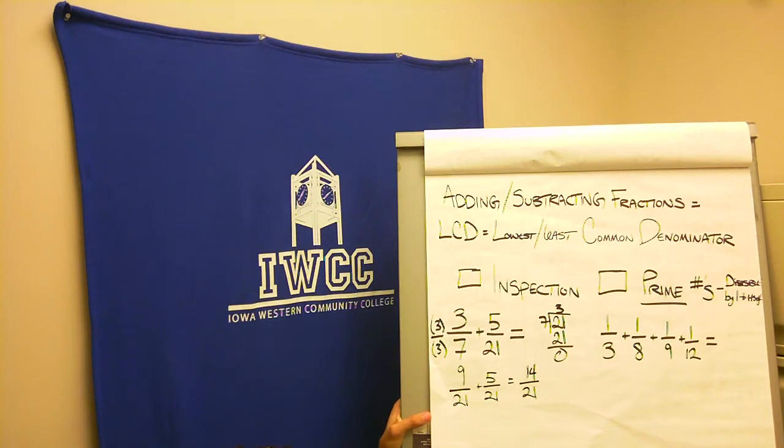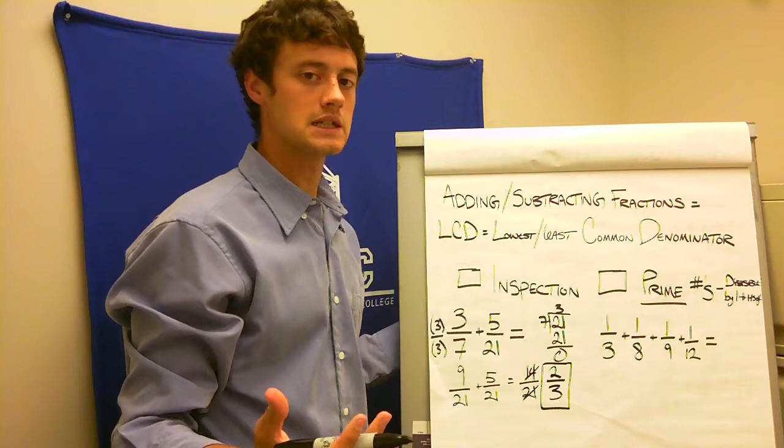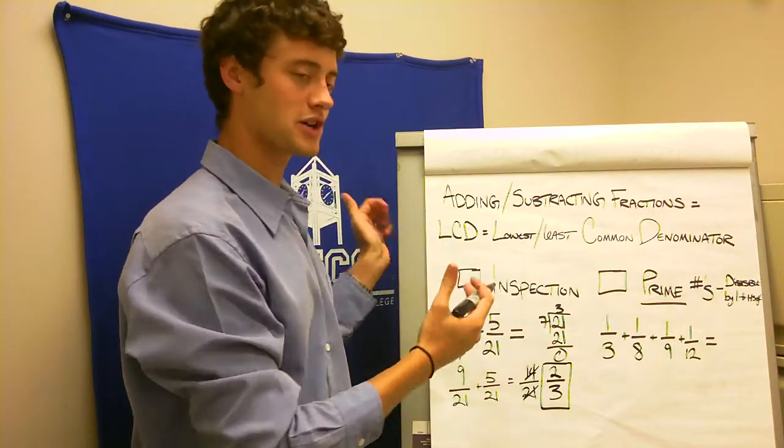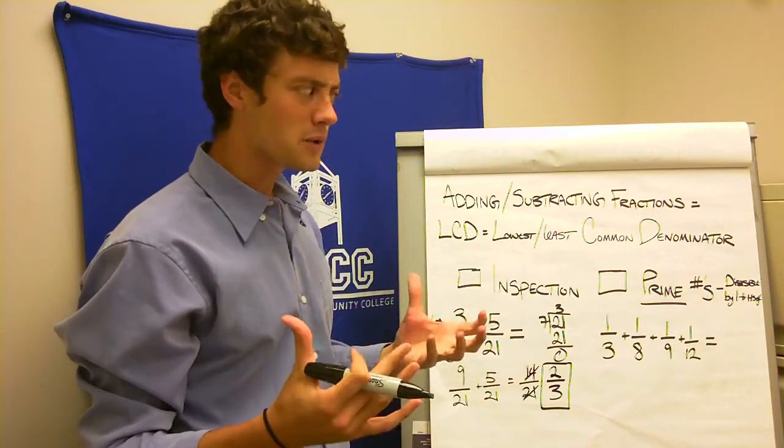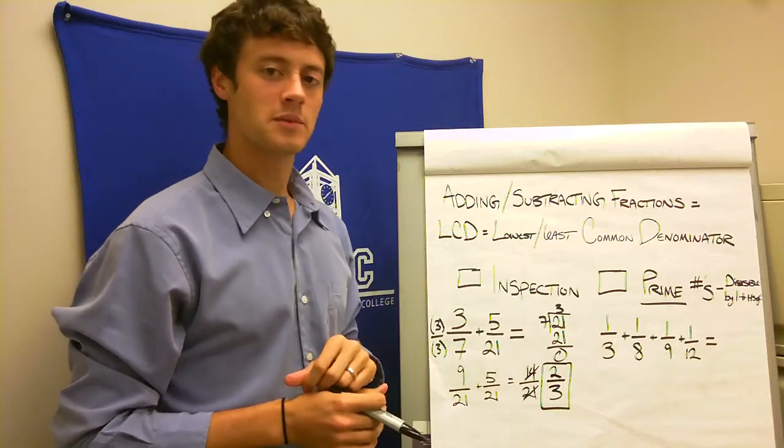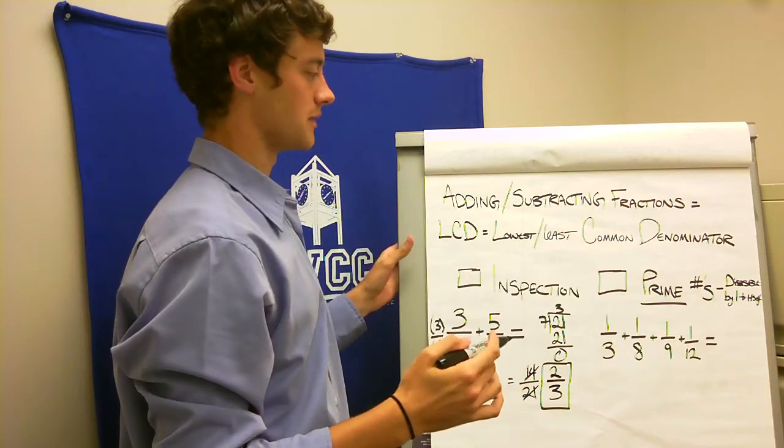Now am I done? Almost. Now remember, I have to reduce down. What can I reduce down by? Well, both of these can take out a 7. So I actually have 2/3 left. Okay. Well, that's kind of easy, but it's done by inspection and trial and error. Is there another way we can do it? Well, let's look at prime numbers and the method that they use here.